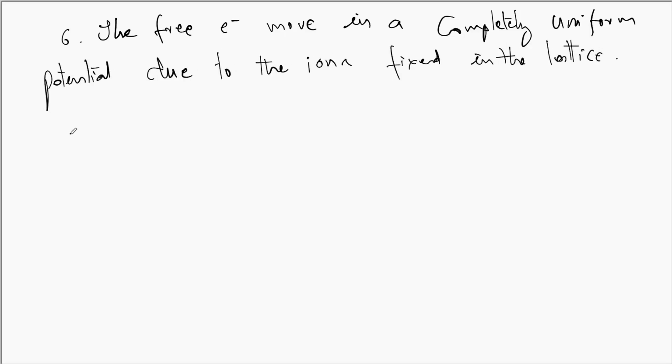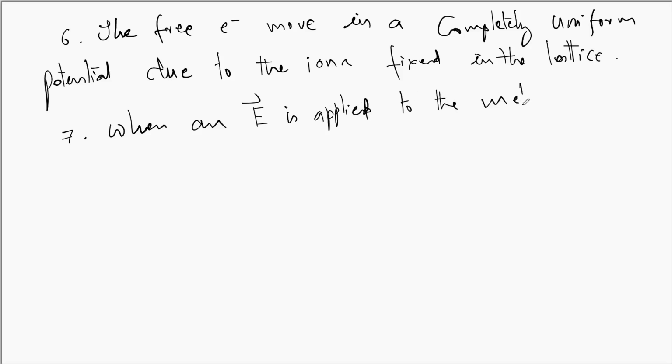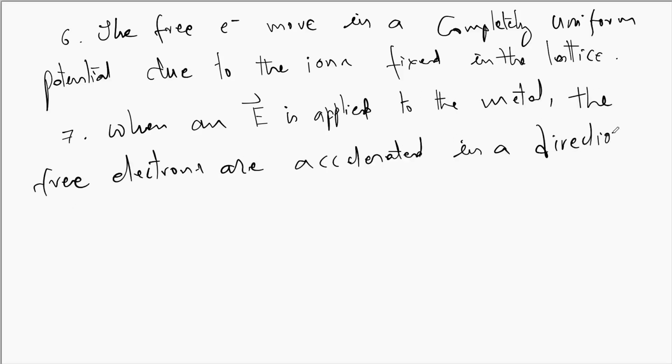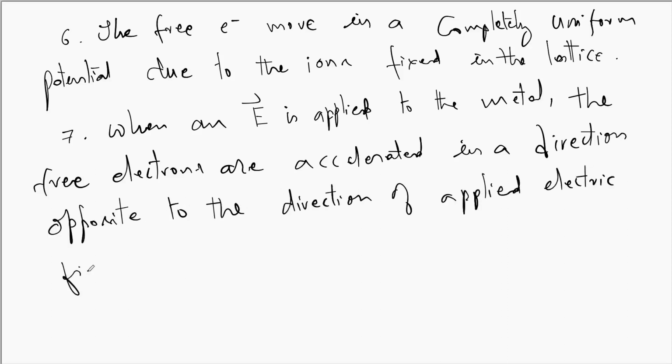The last postulate is, when an electric field is applied to the metal, the free electrons are accelerated in the direction opposite to the direction of the applied electric field. This is quite obvious because an electron that is placed in an external electric field experiences a force due to which there will be an acceleration.